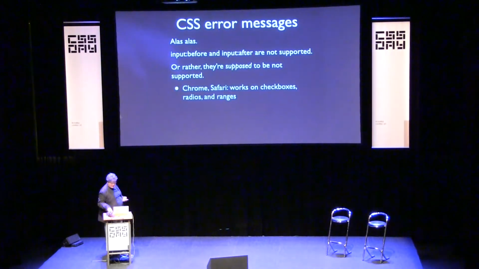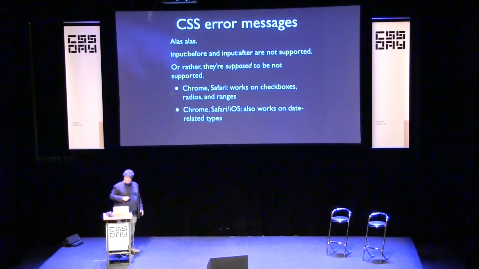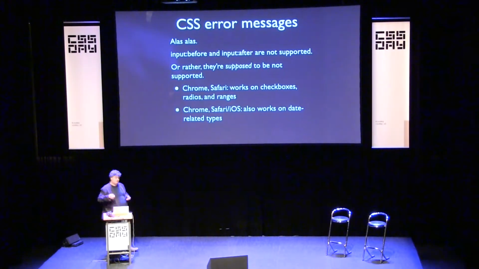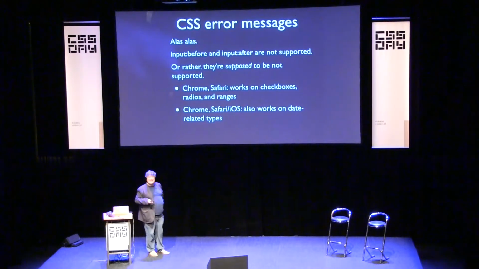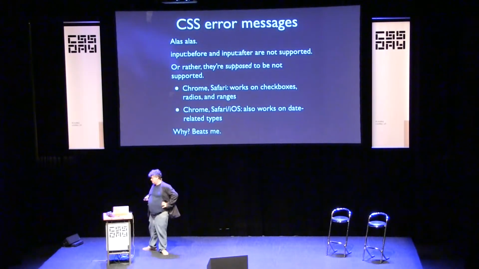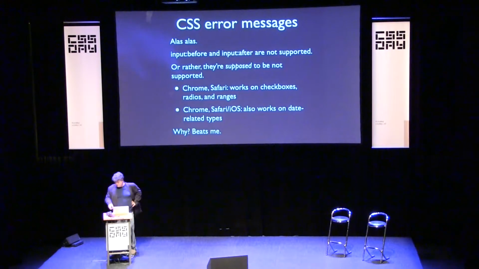Because in Chrome and Safari, this works on checkboxes, radios, and ranges. A range is a slider, right, with a button that you slide. That's an input type equals range. In Chrome and Safari on iOS, but of course not in Safari on Mac, it also works on the date-related types. Input type equals date, week, month, and so on. Why this exception to the rule? I have absolutely no clue. I just don't know. This is one of the weird things that you sometimes find out when you're doing browser compatibility research.